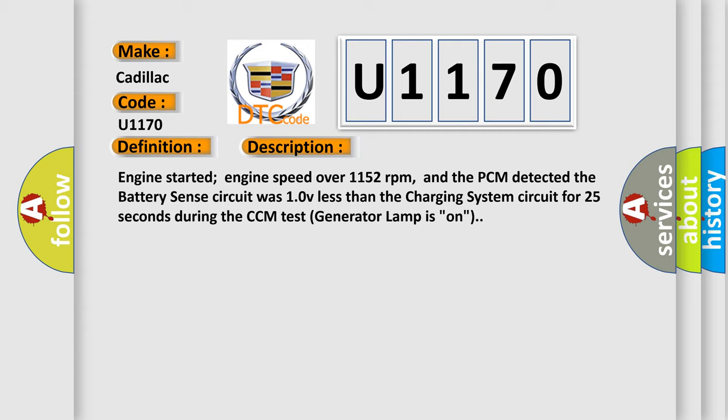Engine started, engine speed over 1,152 revolutions per minute, and the PCM detected the battery sense circuit was 10V less than the charging system circuit for 25 seconds during the CCM test.